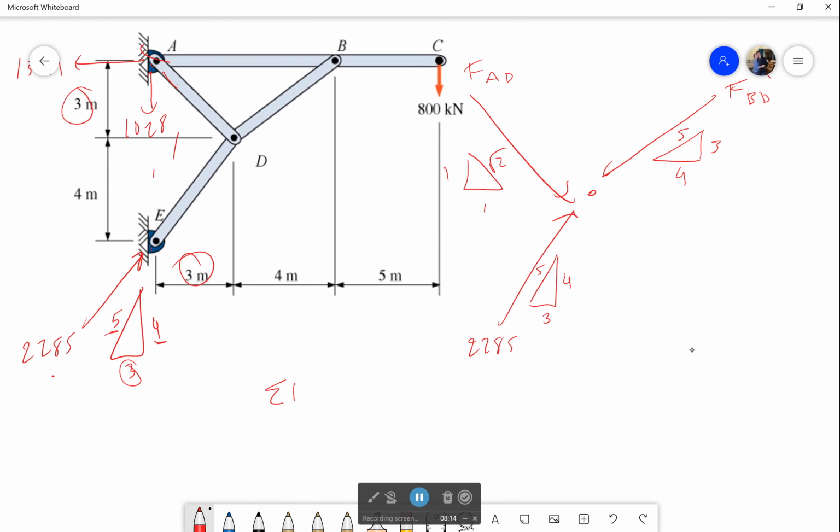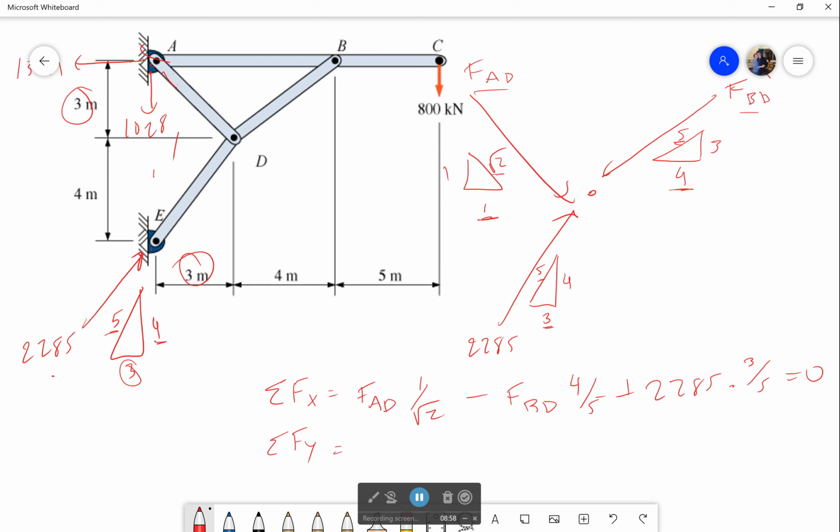So first off, the sum of the forces in the x direction is going to be equal to the x component of force AD. So that's force AD times the horizontal component over the hypotenuse, so 1 over square root of 2, minus the x component of force BD times the horizontal component of my slope triangle over the hypotenuse, so 4/5, plus 2285 times 3/5. That's the horizontal component. Okay, I can't solve that. Two unknowns, one equation. So let's make a second equation.